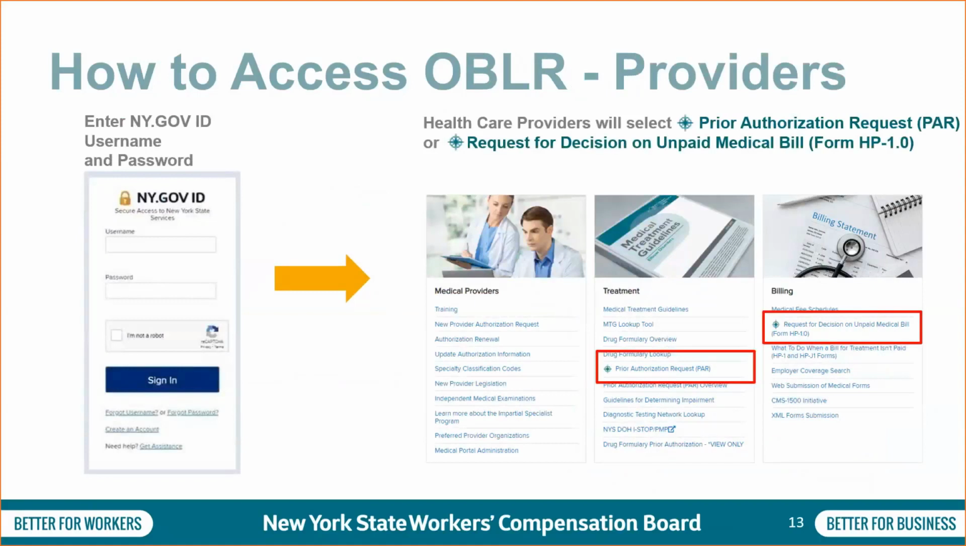Enter your medical portal NY.gov ID username and password to log in to the medical portal. An OnBoard logo is displayed next to the Prior Authorization Request, or PAR, and Request for Decision on Unpaid Medical Bill, Form HP 1.0. These links will take you to your OnBoard dashboard. All prior authorization requests are now done using the Prior Authorization Request, or PAR, link.